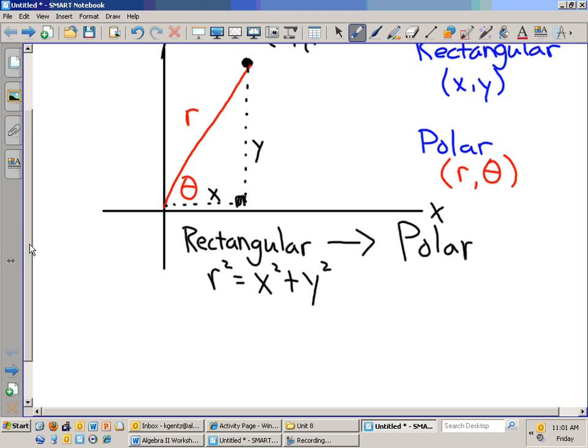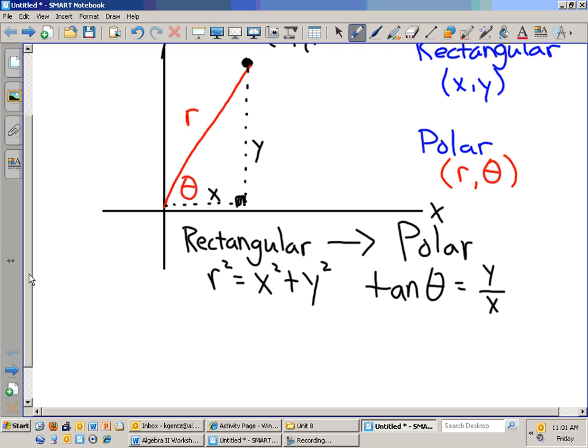There are a number of different trig functions that we can use to solve for theta, but if we're given x and y, which of the three, sine, cosine, or tangent? We use tangent, and you guys remember this. Tangent of theta is equal to y divided by x. So those are the two pieces that we need in order to convert from rectangular to polar.